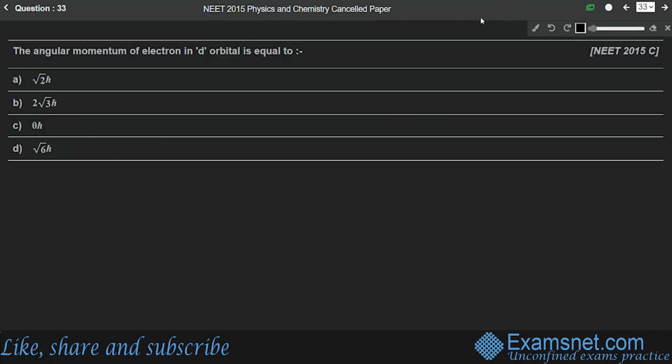Question number 33 is from the chapter Structure of Atom, and the question is, the angular momentum of electron in d orbital is equal to. So we know that the formula for orbital angular momentum is under root L into L plus 1 h by 2 pi, and h by 2 pi can be written as h bar because in the options h bar is given. Okay, so we'll use h bar. So under root L into L plus 1 h bar.